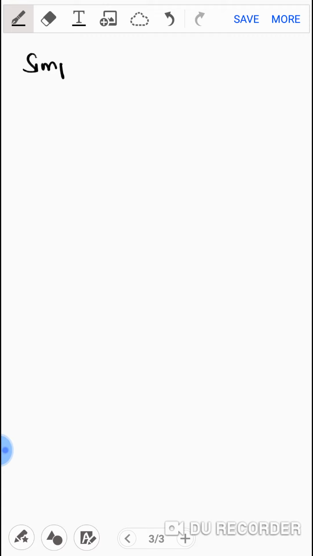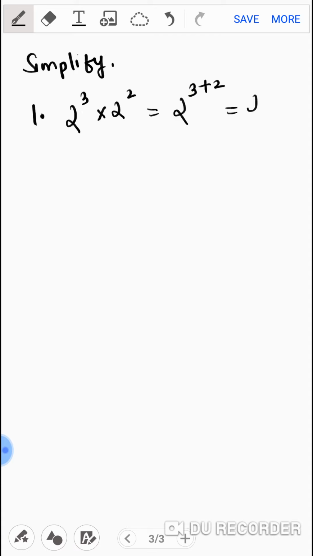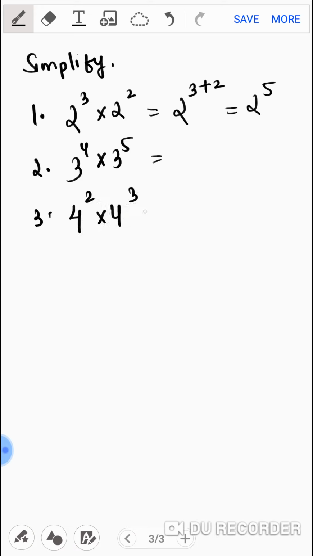Simplify. Problem number 1 says 2 raised to 3 into 2 raised to 2, that will become 2 raised to 3 plus 2, that is 2 raised to 5. Similarly, you have to do 3 raised to 4, 3 raised to 5, and there's multiplication in between. You have to do 4 raised to 2, 4 raised to 3, 4 raised to 4. There's multiplication in between. If there's multiplication in between the bases, the exponents will be added.